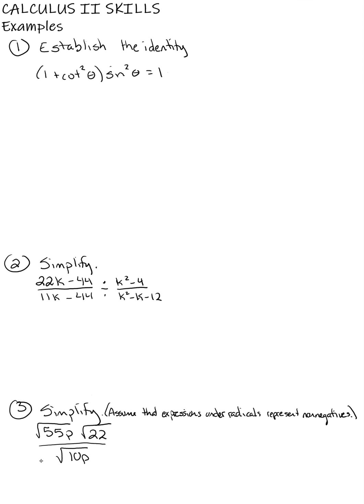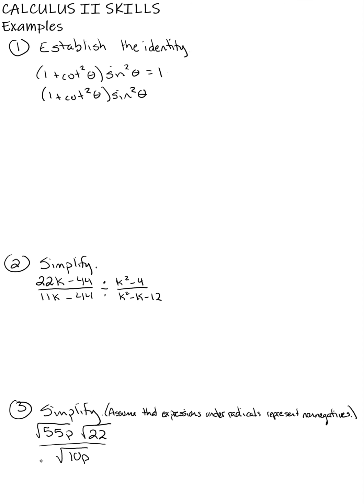When establishing an identity, the best thing to do is to start on the side that has the most stuff. Well, in this case, that's definitely the left-hand side. So this is how we're going to start. Remember, you want to work with one side and only one side. Don't try to work on both the left and the right side. We're going to work just on one side and see if we can simplify it down to what we get on the other side. So we always start on just one side, not across the equal sign.